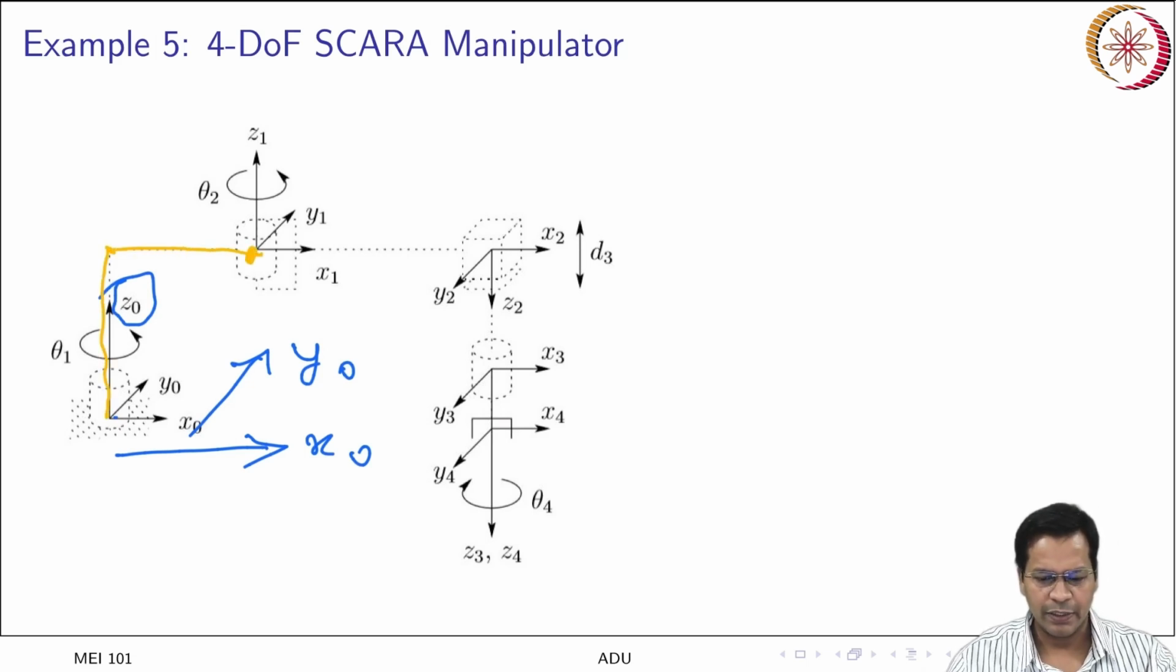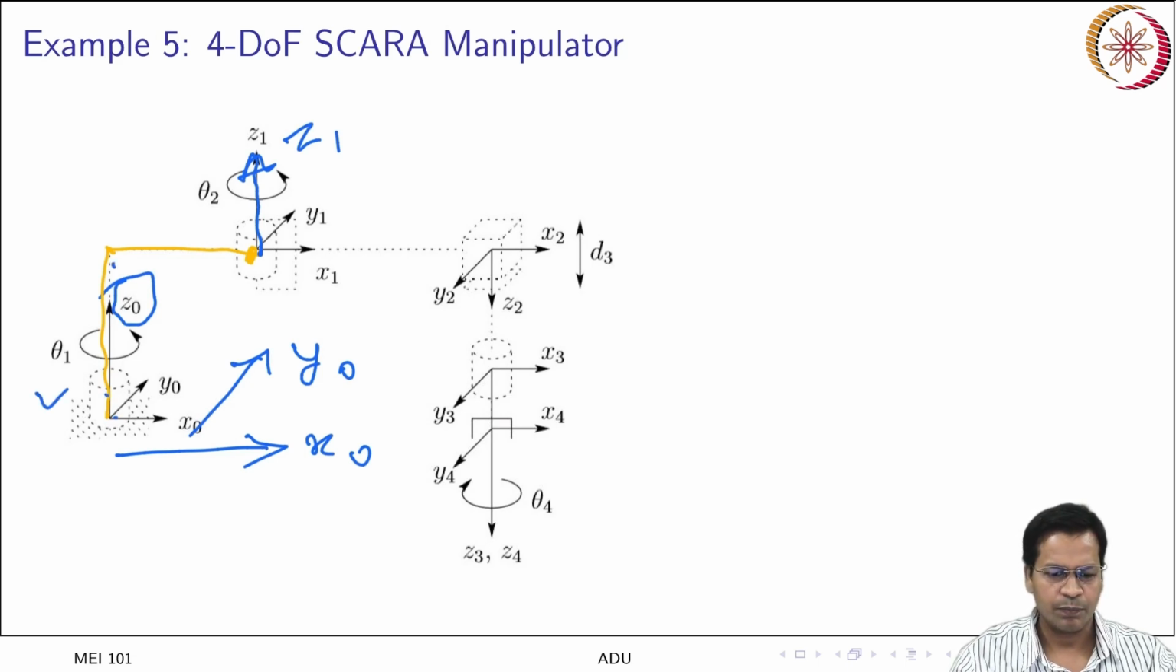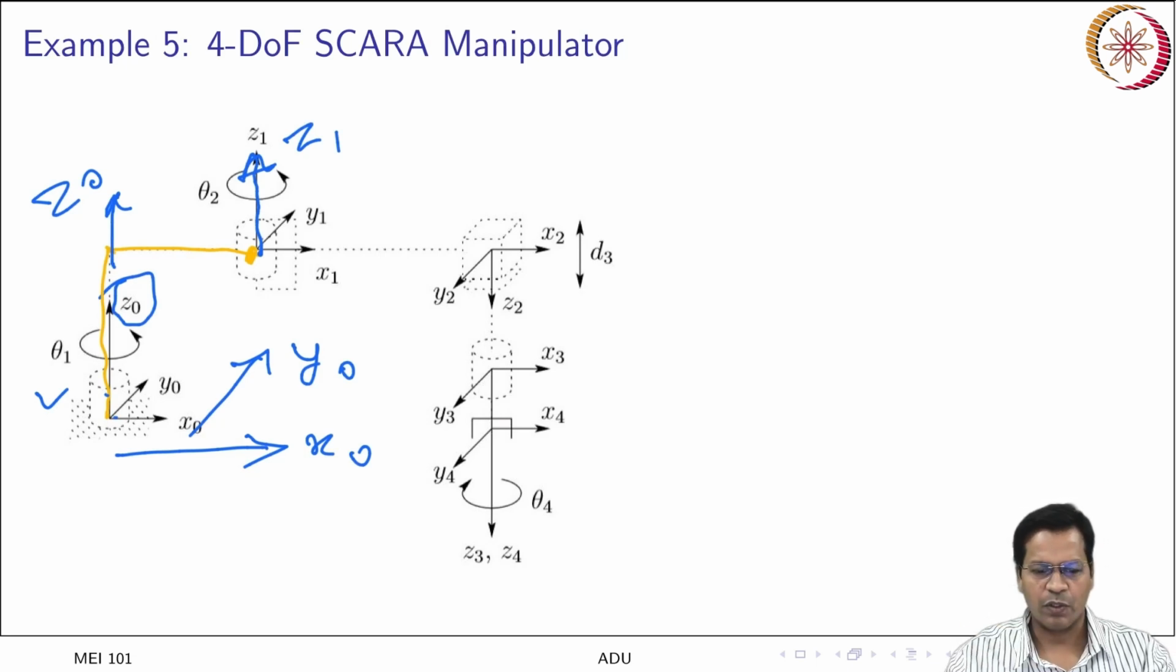Here is your second joint, so this is your Z1. The first link rotates about Z0. You have a cylindrical joint here. This is your Z0, about which the whole of this yellow link that I have marked here is rotating, and Z1 moves along in a circular way. So this is your Z1.